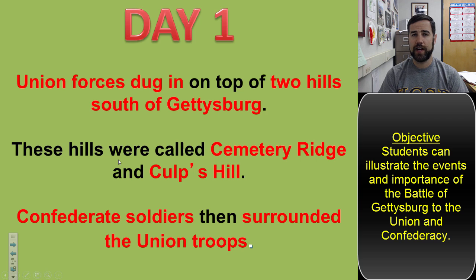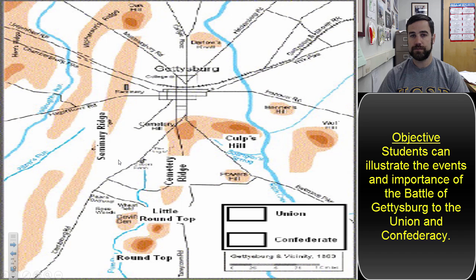For the first day of fighting, the Union forces arrive on horseback. They dig in on top of the two hills south of Gettysburg, and their plan is just to try to delay the Confederate Army as much as possible for the rest of the Union Army to arrive, so they try to take the highest elevated ground possible. These hills were called Cemetery Ridge and Culp's Hill, and the Confederate soldiers quickly surrounded the Union troops. That's mainly what's happening on the first day of fighting.